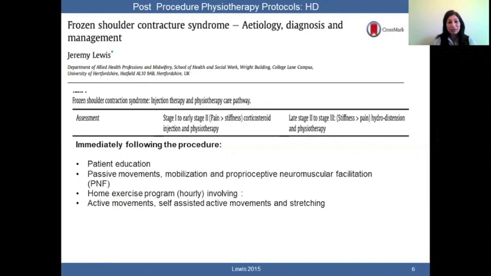Jeremy Lewis in 2015 published a post-procedure physiotherapy protocol for physiotherapists, and patient education was again emphasized. It was important to move the patient's joint immediately after the procedure so that whatever range of movement has been achieved through the procedure can be maintained or improved. Hence, passive movement was important to be done in the clinic following the procedure. Mobilization and proprioceptive exercises were facilitated, and patients were given a home exercise program incorporating active movements, stretching, and self-assistive exercises.